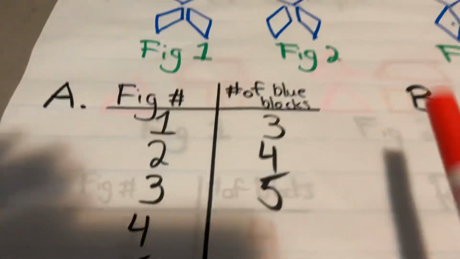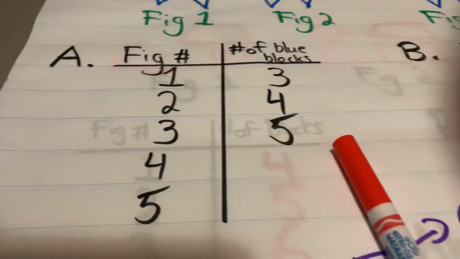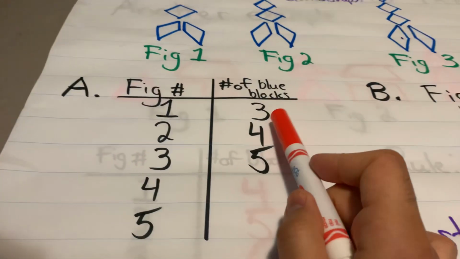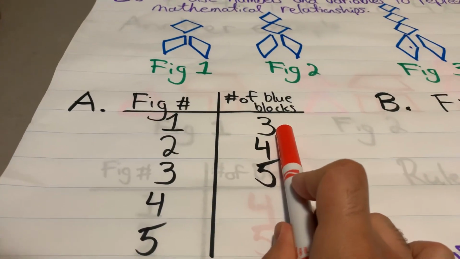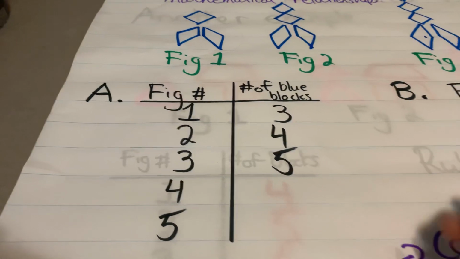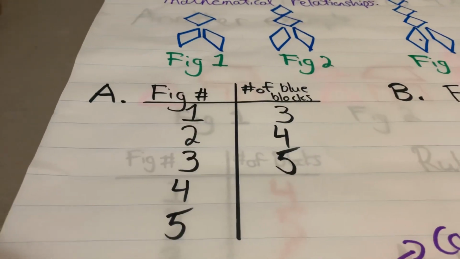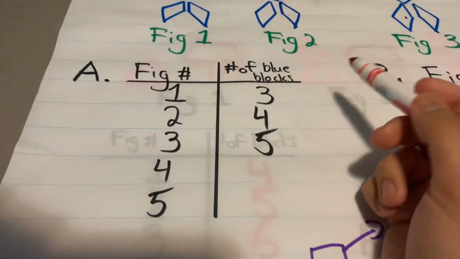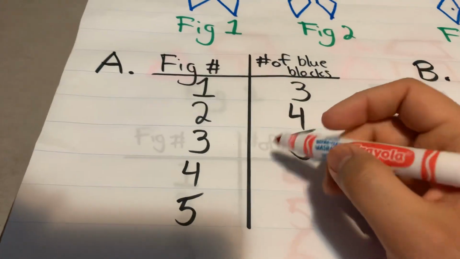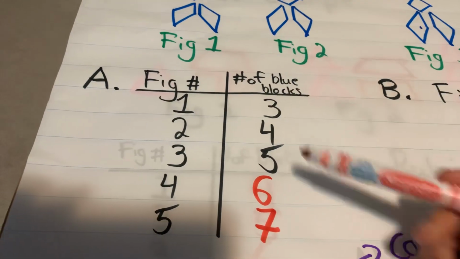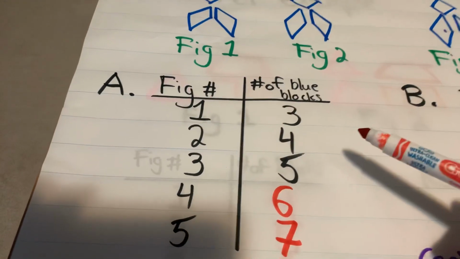So if I put that into a T-chart to help me visualize it, sorry guys, I'm just getting used to doing this. We have figure number 1, figure 2, figure 3, and the number of blue blocks. There's 3 blue blocks in the first figure, 4 blue blocks in the second one, and 5 blue blocks in the third one. So if I were to continue the pattern going on, if I were to imagine drawing figure 4 and figure 5, that means in figure 4, there would be 6 blocks, and in figure 5, there would be 7 blocks. So we look at the number of blue blocks and we look at the pattern. Well, it's increasing by 1: 3, 4, 5, 6, 7.